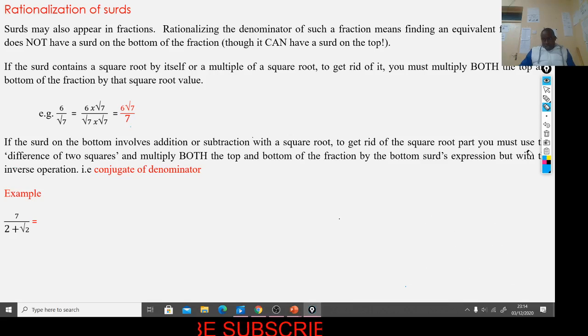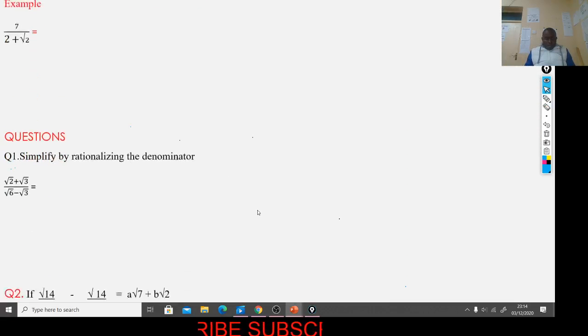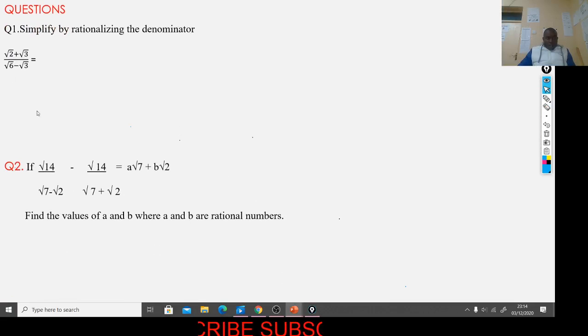Rationalization of the denominator. Now we want to talk about another example. Now we should solve these questions for us to be able to understand the topic better. If you are asked to simplify by rationalizing the denominator, we find the conjugate of the denominator, and the conjugate of the denominator here is root 6 plus root 3.